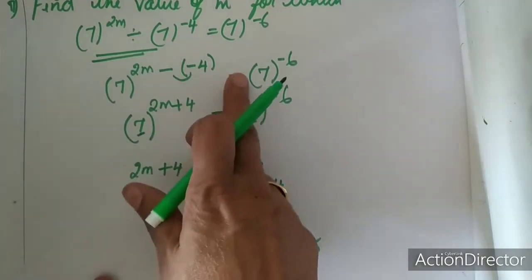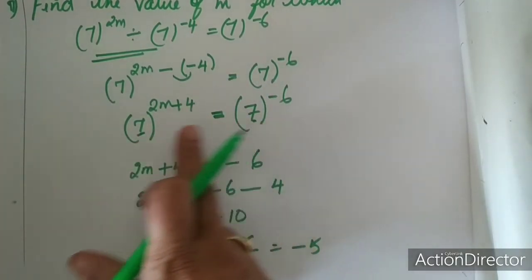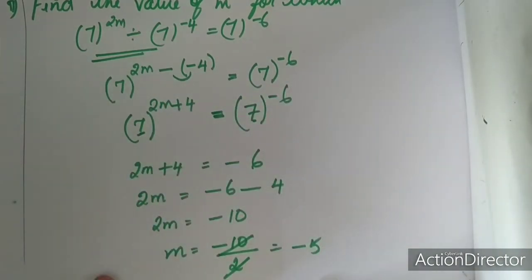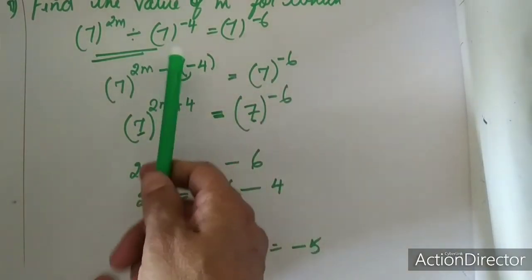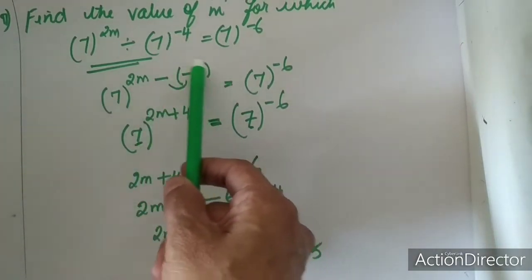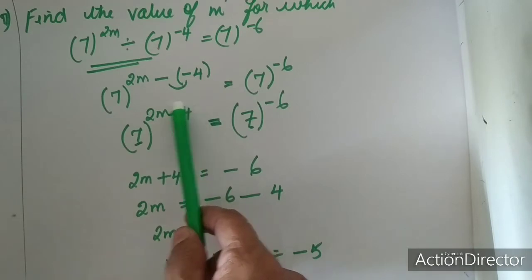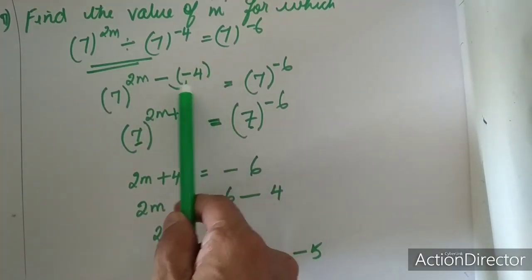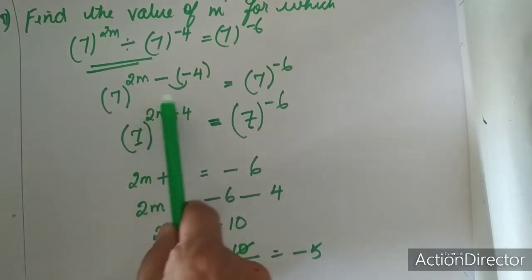Since there is an equal to sign and the bases are the same, we can equate the powers over here. And don't make the mistake over here also. Whenever there is a negative sign in the power, while applying the division rule, be careful: power 1 minus power 2, in brackets you write, so that you don't make the mistake over here.